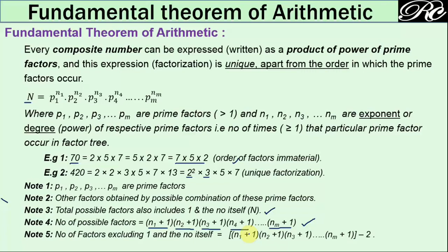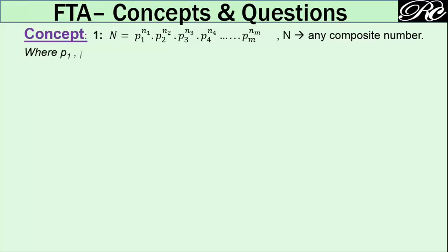And if we want to get the factors excluding the number itself and 1, then you have to subtract this 2 from the total number of possible factors. So all these things we have to understand, and based on all this concept various questions are framed, and based on this concept there are 5 broader categories of application of this fundamental theorem of arithmetic. So, just for understanding, let us do one question.